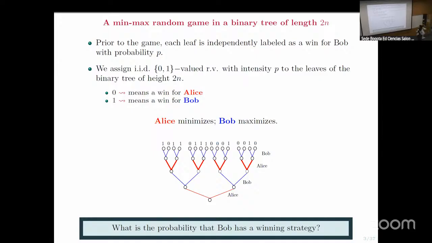In other words, Alice is going to minimize and Bob is going to maximize in each of the levels of the tree. So the question is, what is the probability that Bob has a winning strategy? That means, regardless of what Alice does, what is the probability that Bob has a winning strategy? So, for example, in this tree, I assign 1s and zeros randomly, according to some Bernoulli random variables.